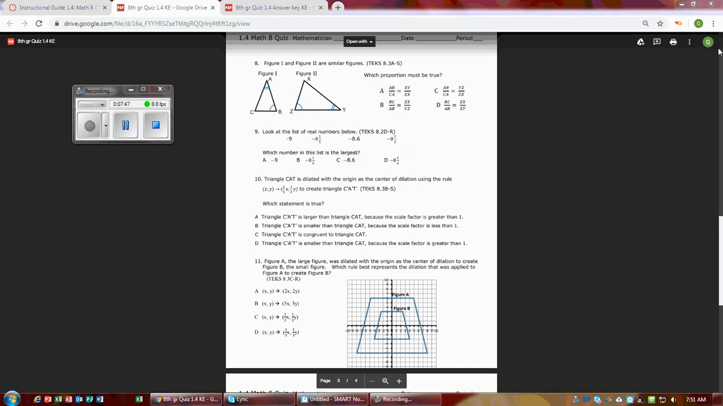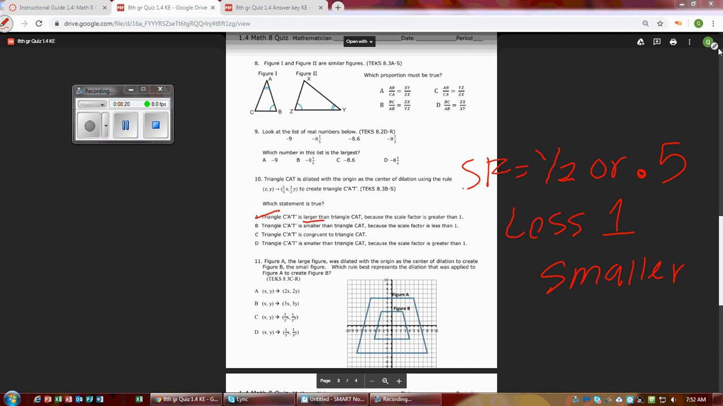Number 10 says triangle CAT is dilated with origin as center of dilation using the rule (x, y) to (1/2 x, 1/2 y) to create CAT prime. So it's talking about my scale factor, and it says my scale factor is a half, or 0.5. Looking at that, we know that's less than 1. That means it's going to get smaller. So we're looking where our scale factor is less than 1, and your image is going to get smaller. This is larger, no. It says smaller, yes. It's smaller because the scale factor is less than 1, B.